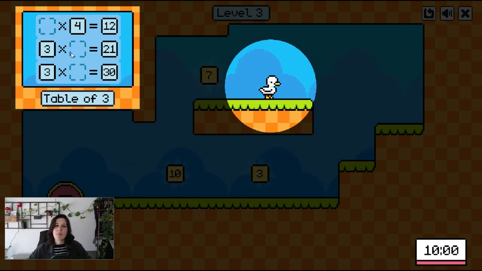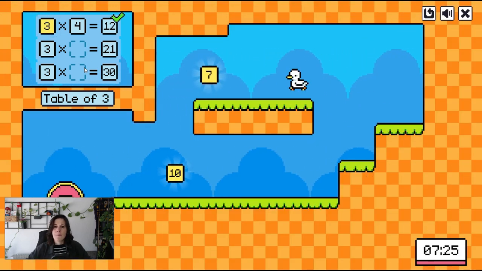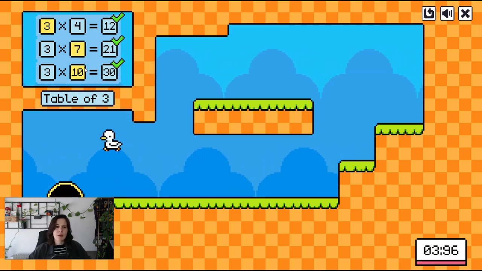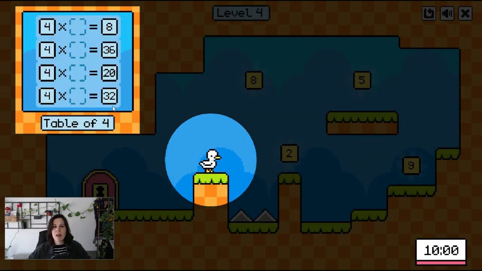For the table of 3 the number of operations increases. Let's see. To solve them, we have to put here a 3, a 7, and a 10. So we are going to pick up a 3, a 7, and a 10 in that order, and not in another one, to see the key appear and go out the door to pass to the next level. And in level 4, another operation appears. 4 operations. And we will practice the same thing, collect the numbers in the correct order to solve each one of the multiplications, and go over that multiplication table in an orderly fashion from the 1 to the 15 times table.